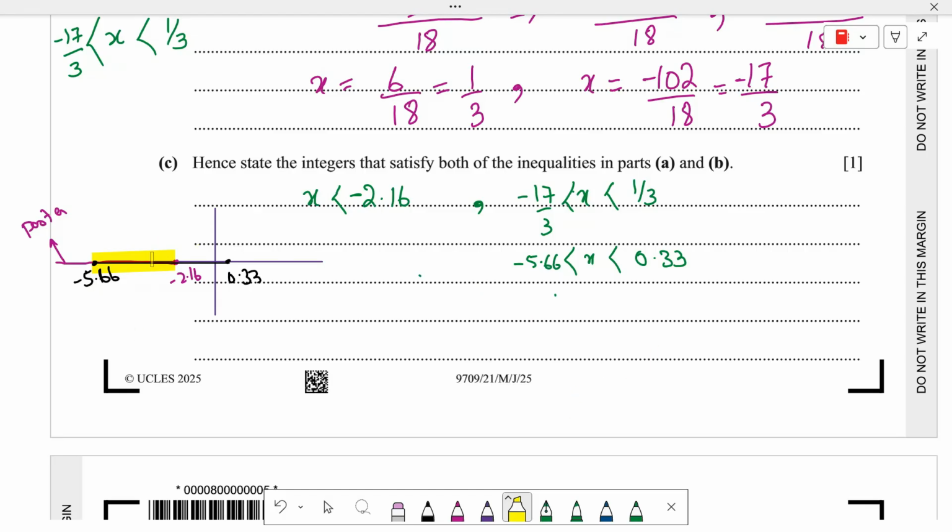So what are the integers between them? The integers will be negative 3, negative 4 and negative 5. So we can say that the integers are negative 3, negative 4 and negative 5.